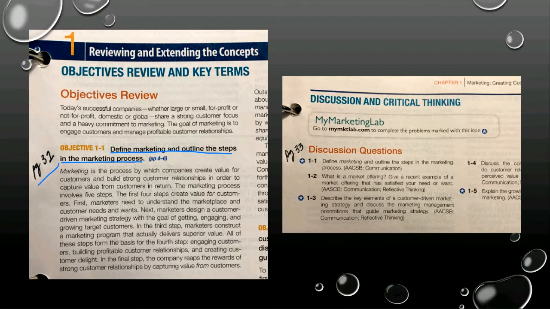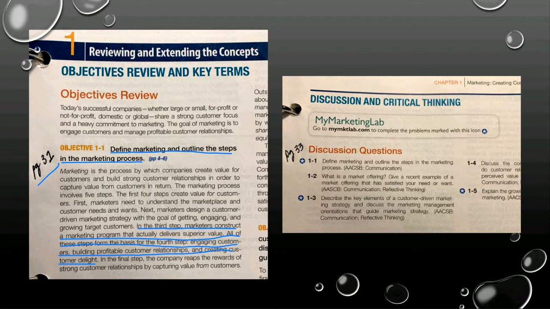Next, the marketers design a customer-driven marketing strategy with the goal of getting, engaging, and growing target customers. In the 3rd step, marketers construct a marketing program that actually delivers superior value. All of these steps form the basis for the 4th step, engaging customers, building profitable customer relationships, and creating customer delight. If you read those objective reviews, they're already written out for you. That would help reinforce the topics covered in the chapter.